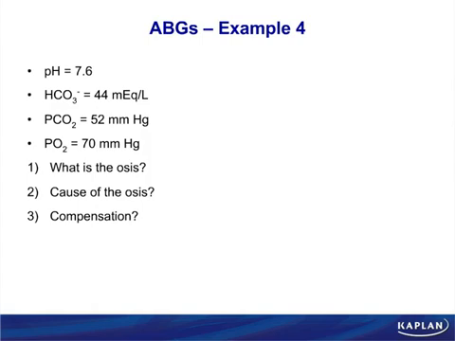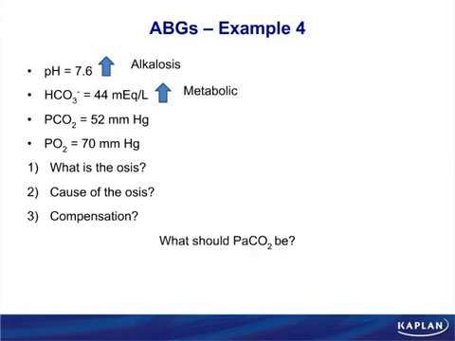Question number 1, what is the osis? The osis is elevated. So we have an alkalosis. Next, I look at bicarb. So I have an elevated pH with an elevated bicarb. That makes perfect sense. This is metabolic. Now I have to determine, did they compensate? Did CO2 compensate appropriately? What should it be?